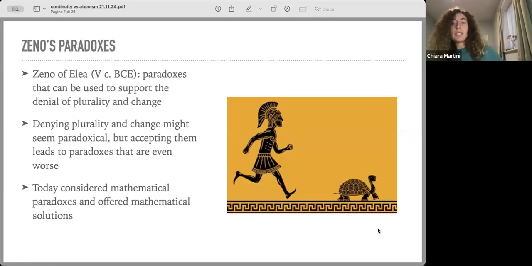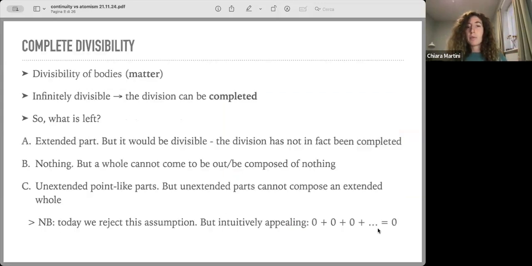So as I was saying, the most famous paradox is the one of the Achilles and the tortoise, but the one that we are going to start from can be called the paradox of complete divisibility. Zeno starts from supposing that we have one body. And suppose that that body is divisible, and that it's infinitely divisible. Well, if something is infinitely divisible, that means that you can divide it. Otherwise, it wouldn't be divisible. But if you can divide it, well, we can suppose that that infinite division has somehow been completed.